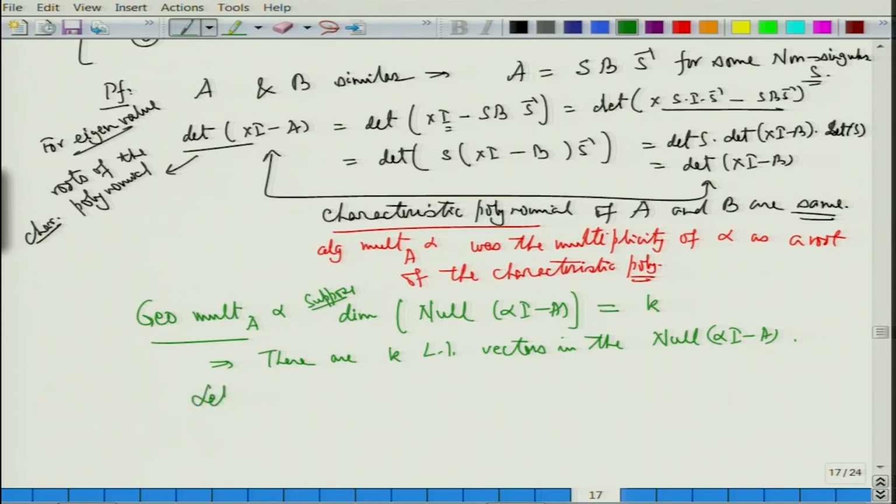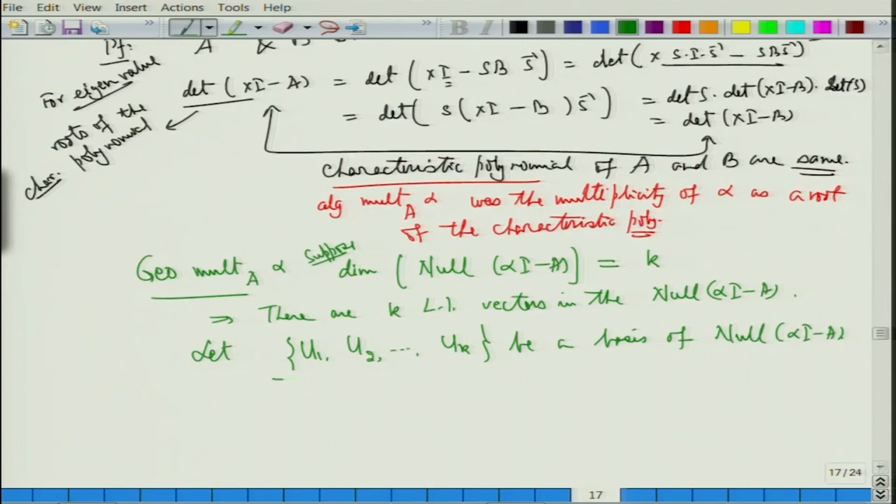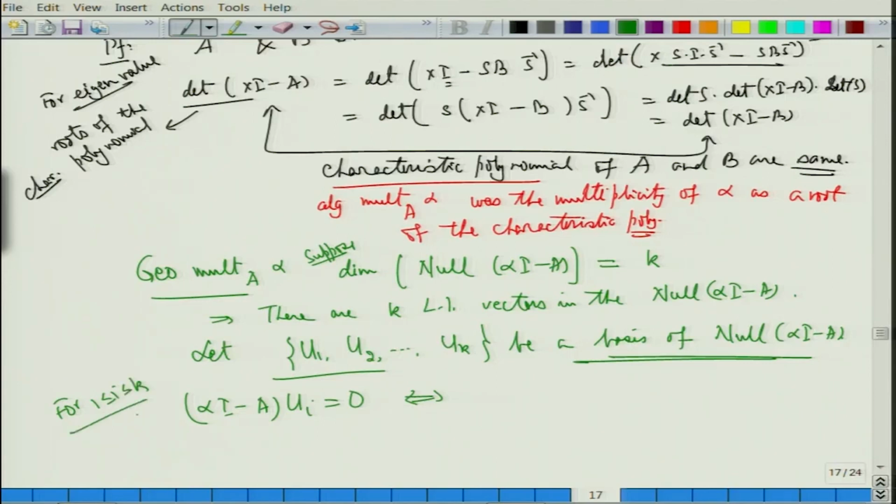So let u1, u2, ..., uk be a basis of the null space of alpha I minus A. Fine. Being a basis means that alpha I minus A multiplied by ui is 0 for 1 less than or equal to i less than or equal to k, which is the same thing as saying that A of ui is equal to alpha ui for 1 less than or equal to i less than or equal to k.